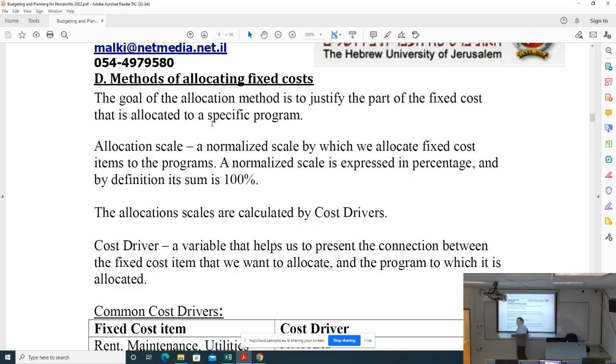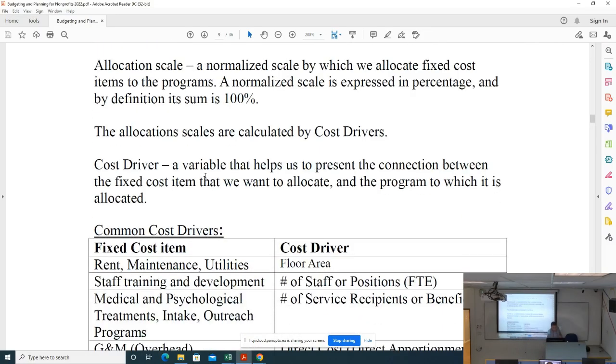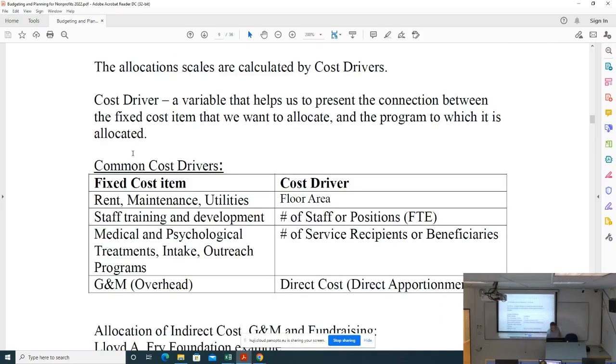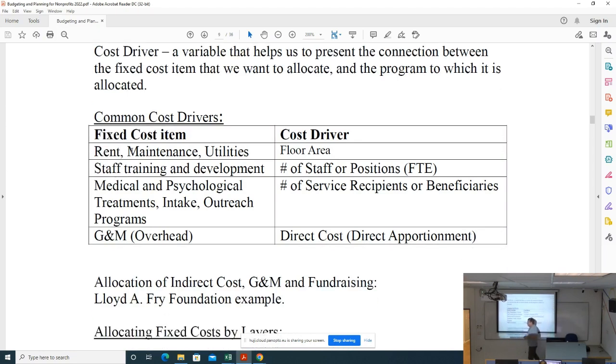And in order to convince that the method of allocation is justified, we don't have to, but usually we use cost drivers. Cost drivers are variables whose purpose is to convince whoever we present the budget to that it makes sense, or it is justified, to allocate such part of the fixed cost to this program. And we started to discuss the first cost driver. I'm showing you here the most common cost drivers, and then we will see how practically we use them.